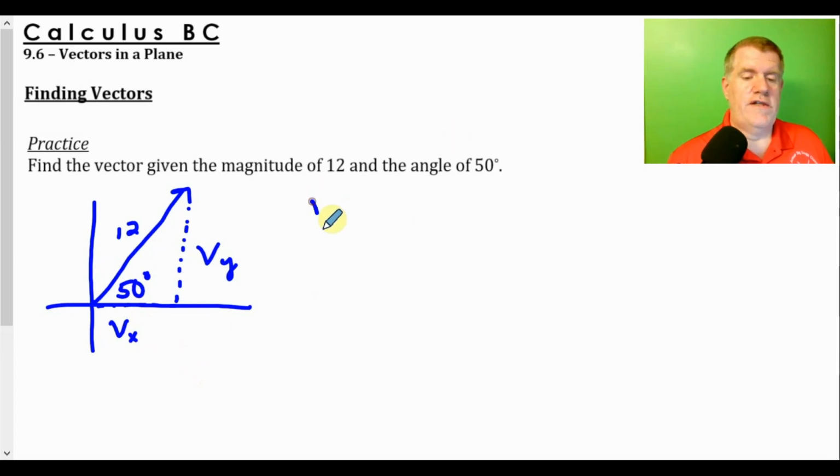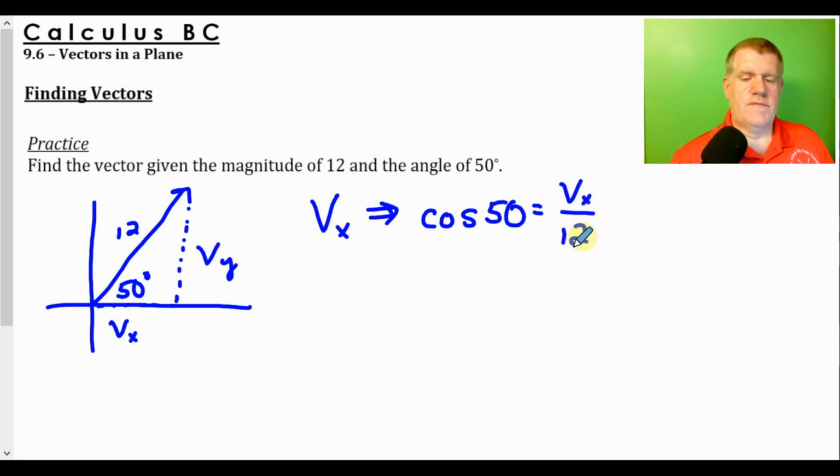How do I find the x value? All right, all I know is my magnitude and I know my angle. I need x. Well, a little trig function there. You got it. The cosine of 50 is going to equal the magnitude of x divided by 12. So, really, what does the magnitude of x equal? 12 cosine of 50.